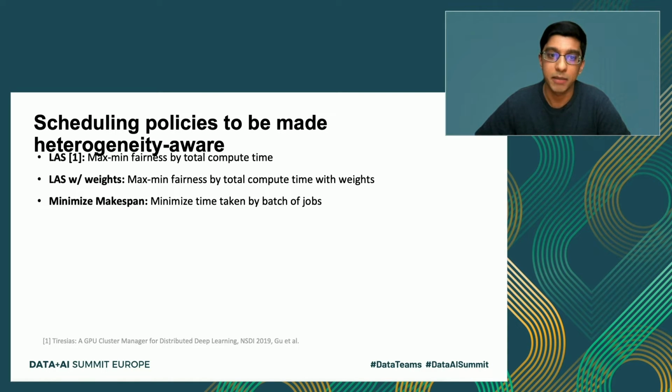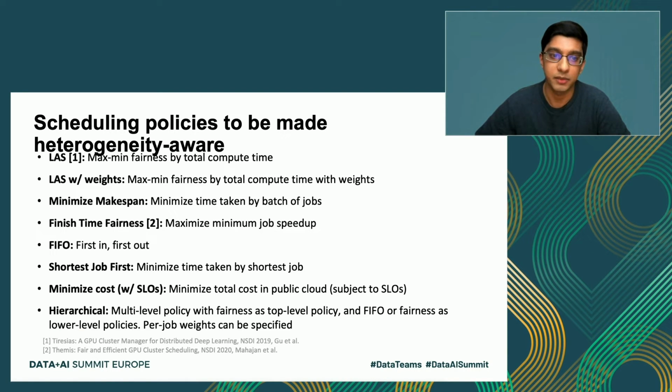There's also a minimize makespan policy, which tries to run a batch of jobs as quickly as possible. And there are many others, as we list here, for example, finish time fairness, which is a policy proposed by a paper that was published earlier this year. FIFO and shortest job first are classic scheduling policies, of course. And then there's minimize cost subject to SLOs, which I referenced earlier, as well as these hierarchical policies.